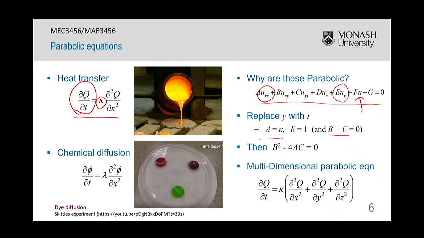There are also, of course, multi-dimensional parabolic equations. So the multi-dimensional, three-dimensional heat equation can be written like that, where there are partial derivatives with respect to x, y, and z. And quite clearly, this form here doesn't fit into this nice description here. Regardless, you can actually show that this equation is parabolic.